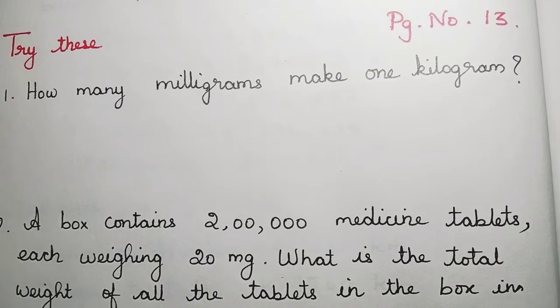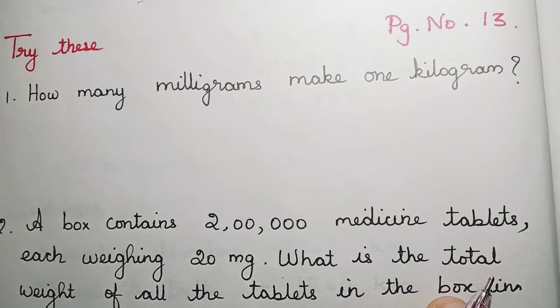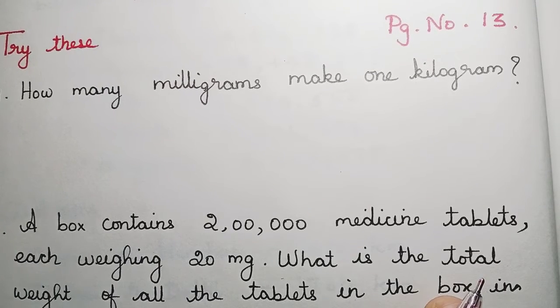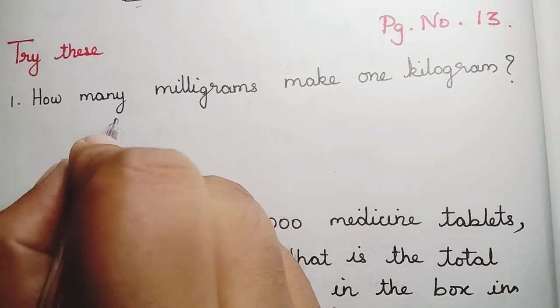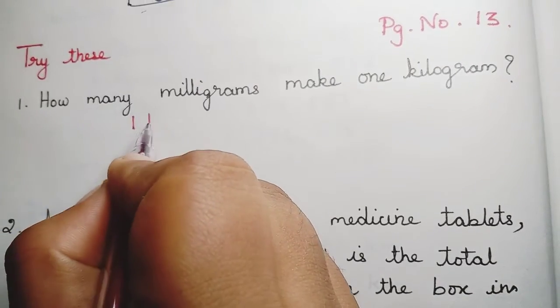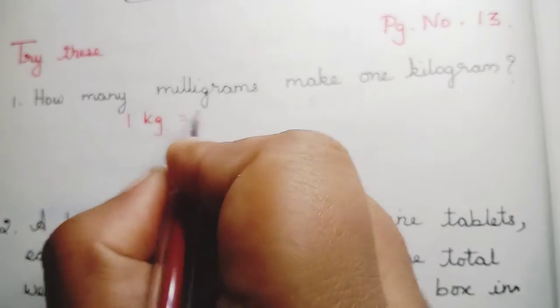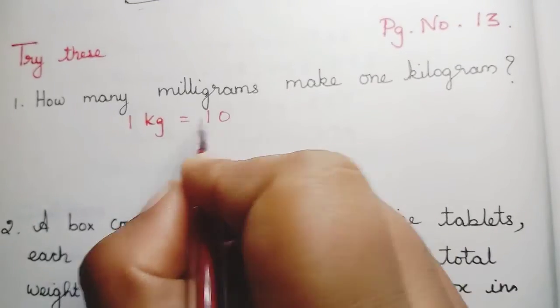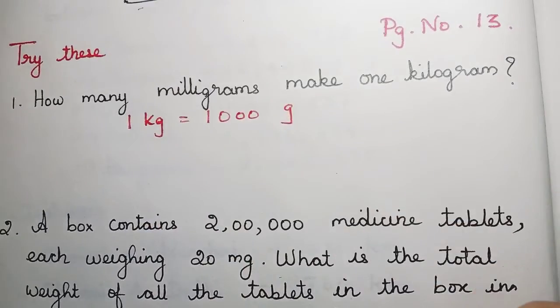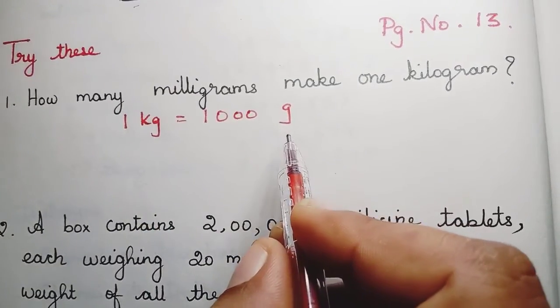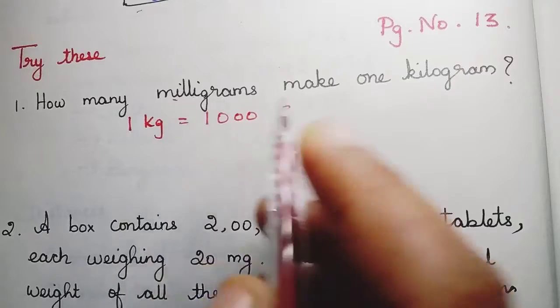So the next question is, try this from page number 13. How many milligrams make 1 kilogram? For that you have to first write down kilogram. 1 kilogram, kilo means it is 10 to the power 3. So 1000 grams. Now you know it in grams. Now you have to convert it into milligrams.